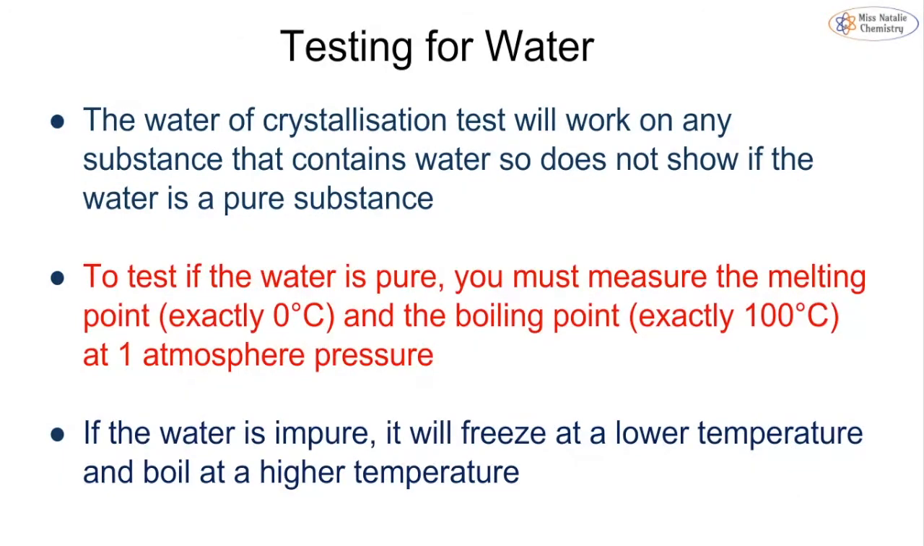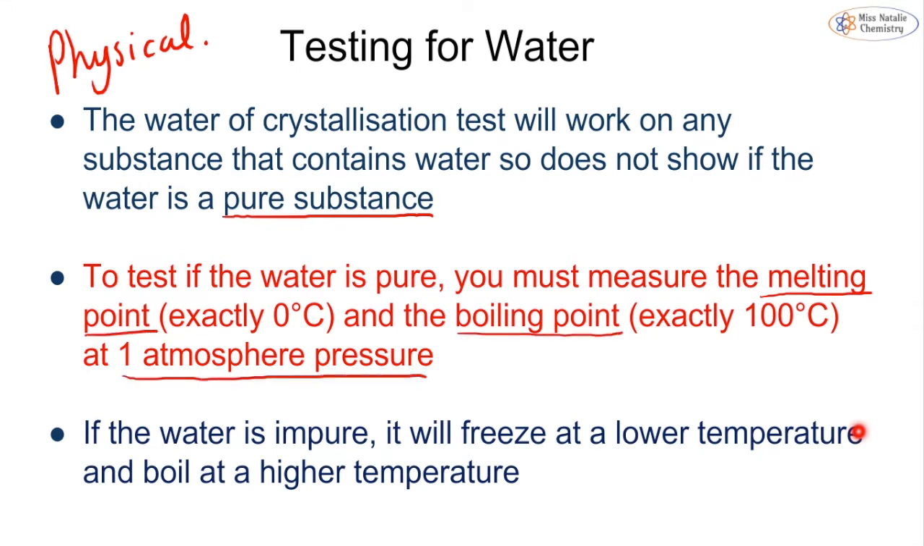We can then check for a physical test, because the water of crystallization test, or that chemical test we just looked at, will work on any substance that contains water. It does not, however, show if it is pure water. If we want to check for pure water, we have to carry out this physical test. And the way that we do it is we measure the melting point and the boiling point. And we do this at 1 atmospheric pressure.